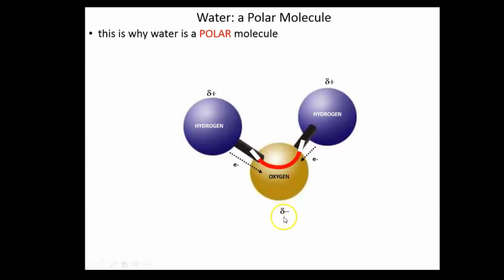It's polar because one end of water, the oxygen end of water, has a partial negative charge. Electrons are remaining around that oxygen more often. The other end of water has a partial positive charge. The negatively charged electrons are spending far less time around those hydrogens, making them partially positively charged.